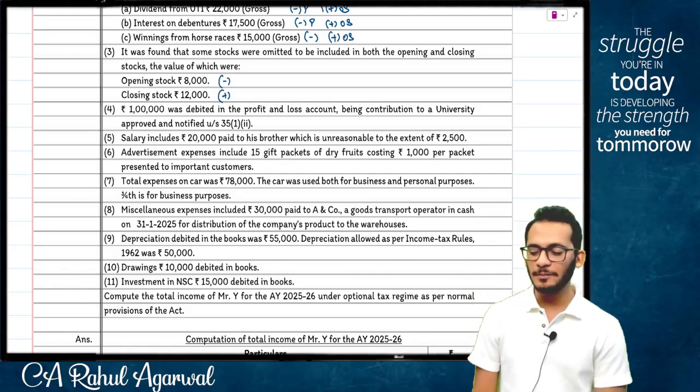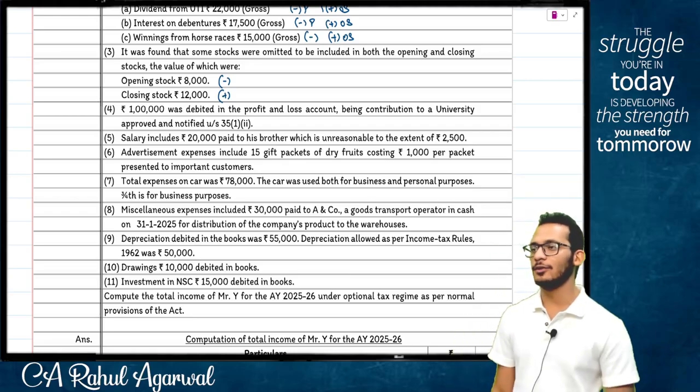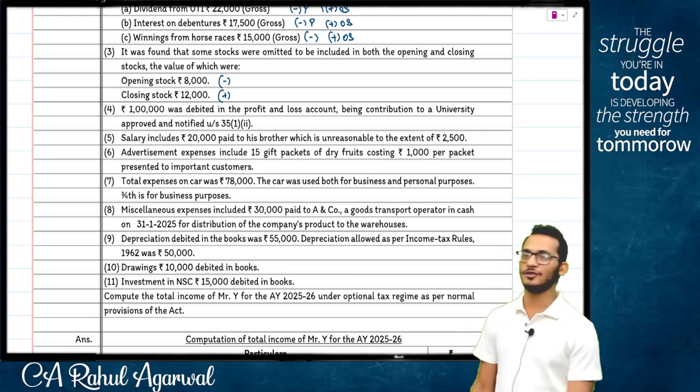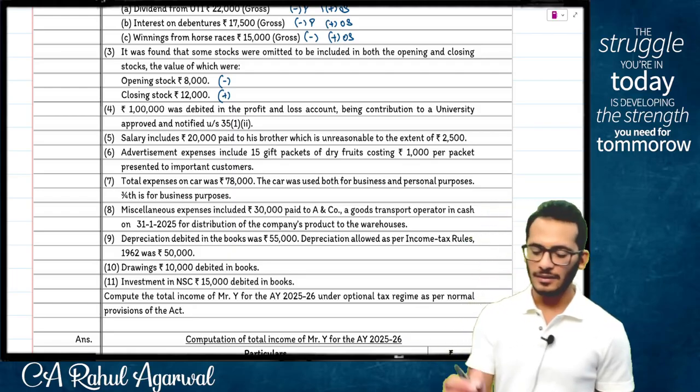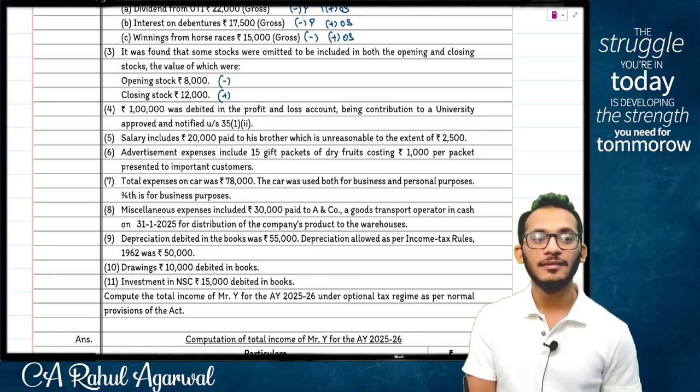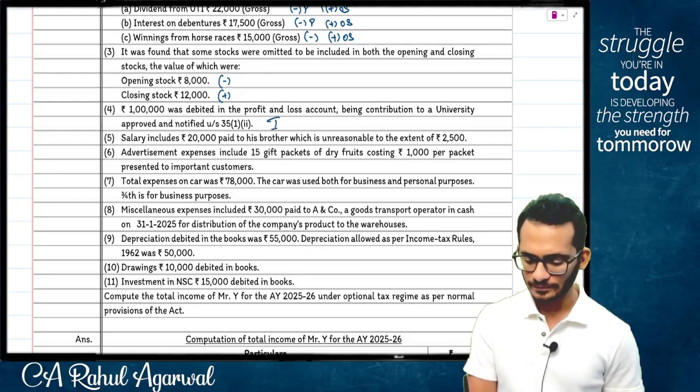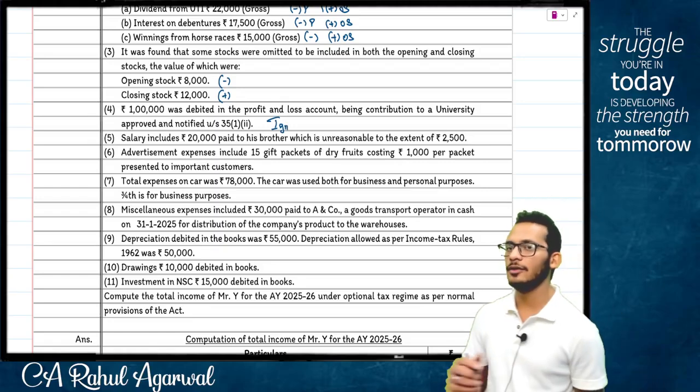1 lakh rupees was debited in P&L account, being contribution to a university approved and notified under section 35, scientific research donations made. I am under ATR. Therefore, what to do? Ignore. It's already there in P&L. No other adjustments to make.